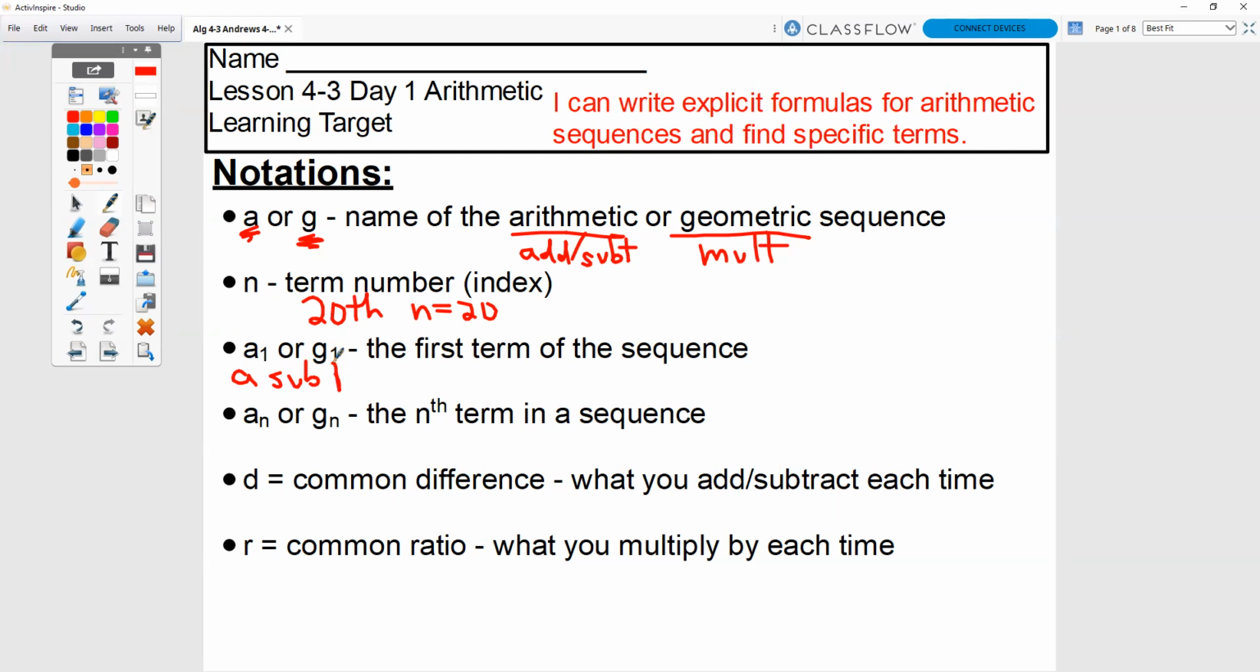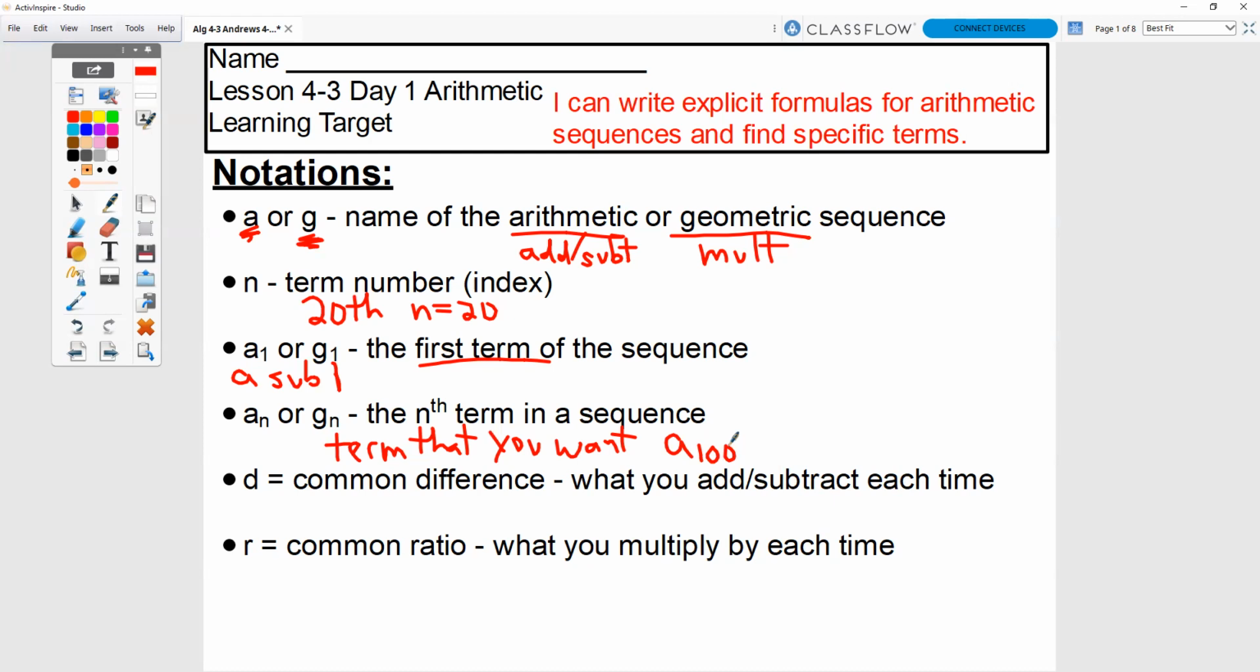So A sub 1 or G sub 1. Anytime you see that in the formulas, that is the first term in the sequence. So it's the number that happens first with whatever pattern we have. A sub n or G sub n. This is the term that you want. So for example, if you wanted the 100th term in the sequence, you would want A sub 100 because A sub n is just the term that you want.